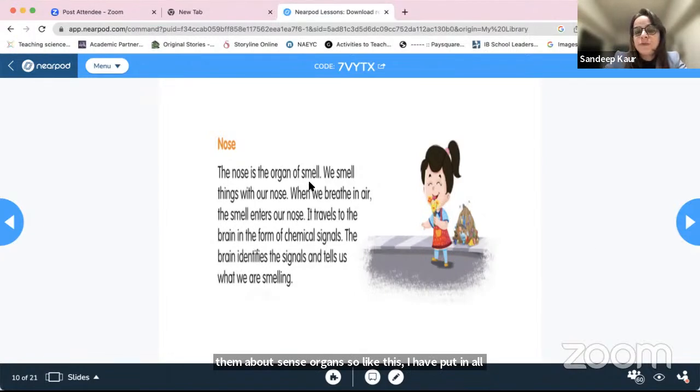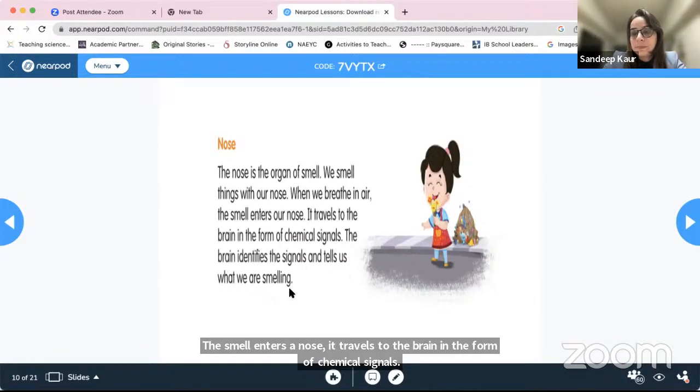The nose is the organ of smell. We smell things with our nose. When we breathe in air, the smell enters our nose. It travels to the brain in the form of chemical signals. The brain identifies the signals and tells us what we are smelling.